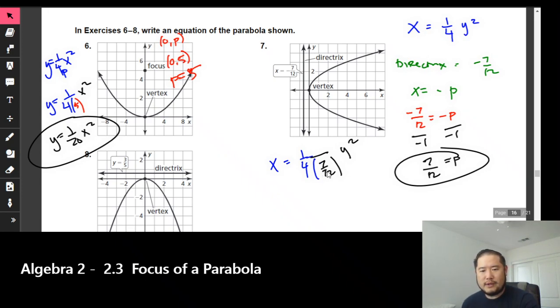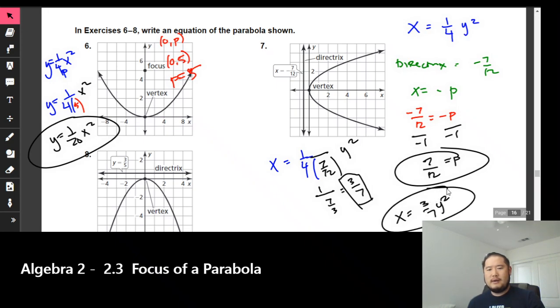And so we're left with, if we simplify this, 1 over 7 over 3. And then when we're dividing, remember this is the same as multiplying by the reciprocal. So this ends up being 3 over 7. All right, so this right here is your A term. So you put everything together, x is equal to 3 over 7 y squared. All right, and there you have it. We now saw how to write equations for vertical and horizontal parabolas. Now it's your turn.